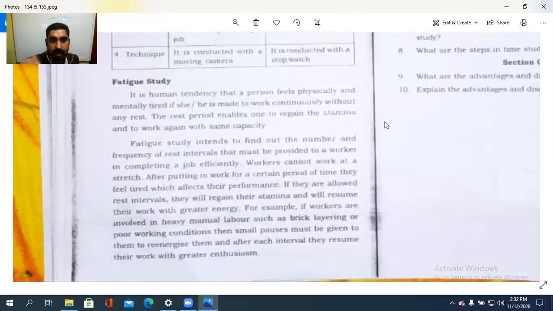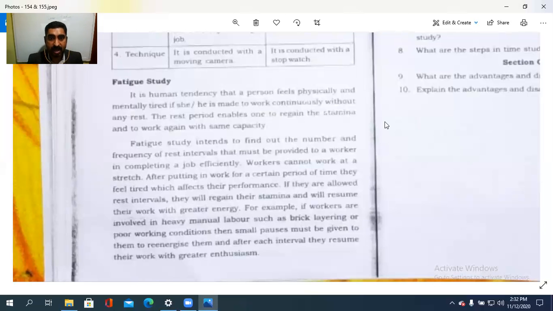And one more part is there, the fatigue study. What is fatigue? Fatigue means rest hours. So the fatigue study finds this out. It is a human tendency that a person feels physically and mentally tired if made to work continuously without any rest. The rest period enables one to regain stamina and to work again with the same capacity. So that helps with the fatigue study.